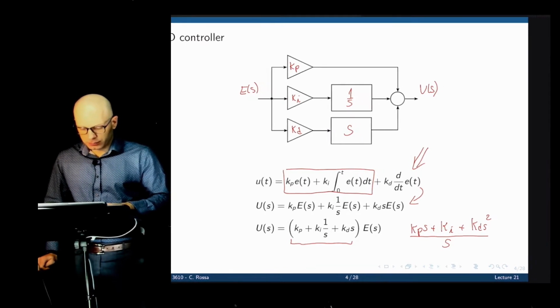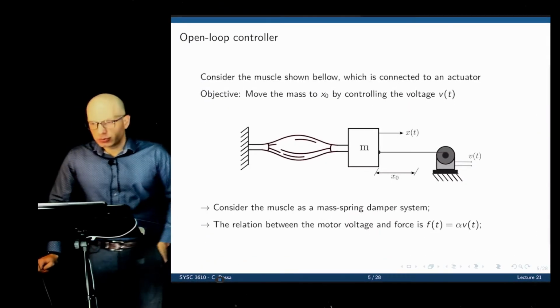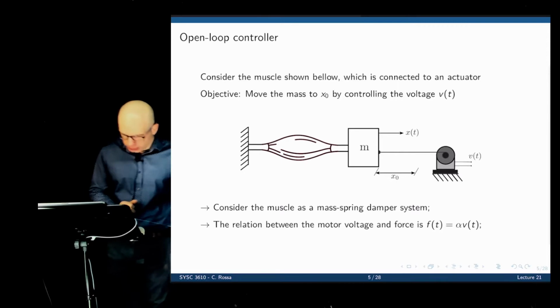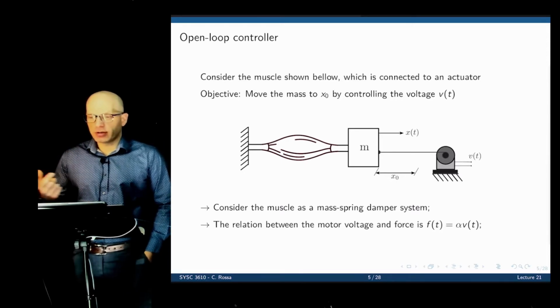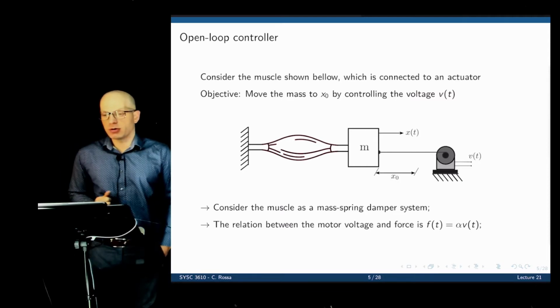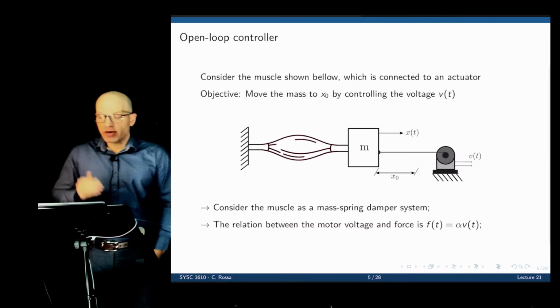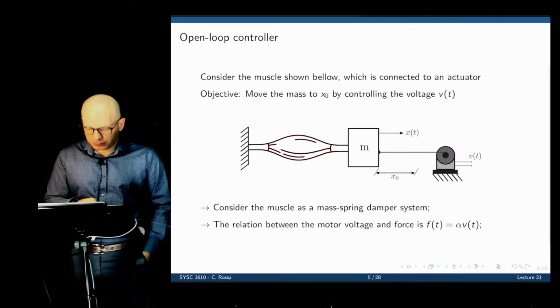Right, thank you. Let's go back to the muscle example we had in the last lecture. We were trying to stretch that muscle to a given position using a motor, and that motor is providing a force that moves the mass. The objective is to move the mass by an amount of x0 and make it stop at x0 without any steady state error. Same example we did before.